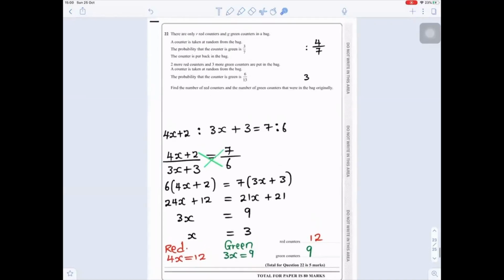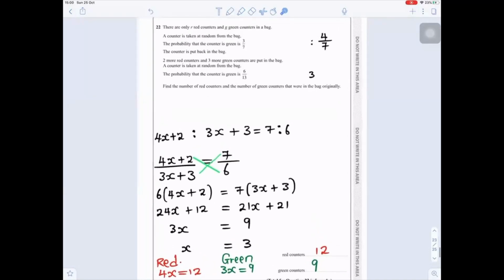Question number 22. There are only r red counters and g green counters in the bag. A counter is taken at random from the bag. The probability that the counter is green is 3/7. That means 3 green counters and 4 red counters.